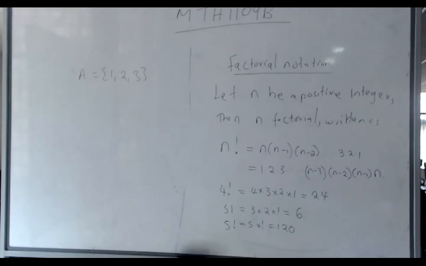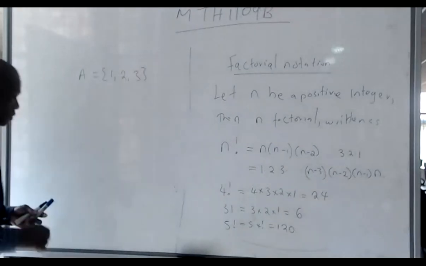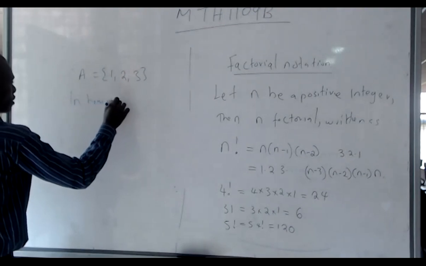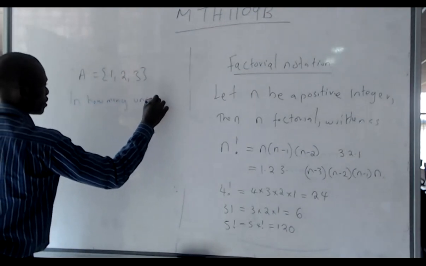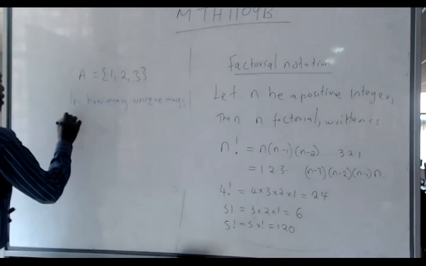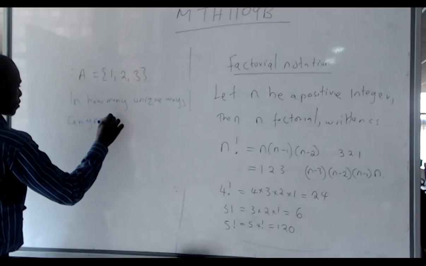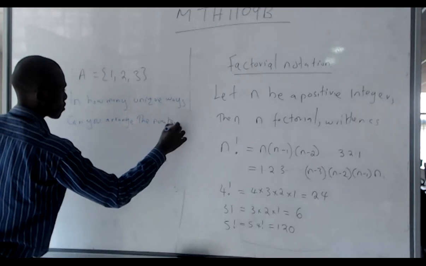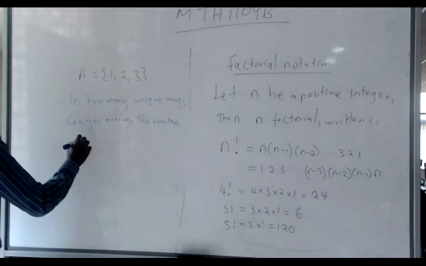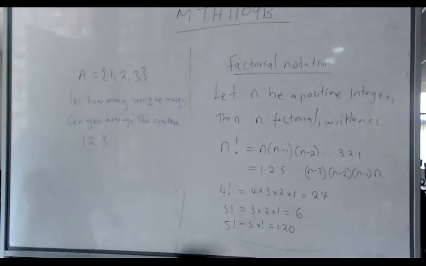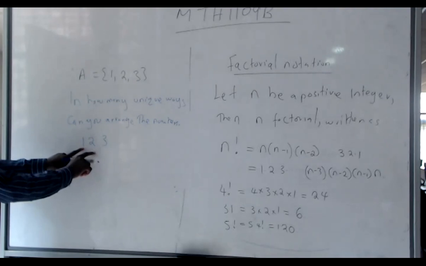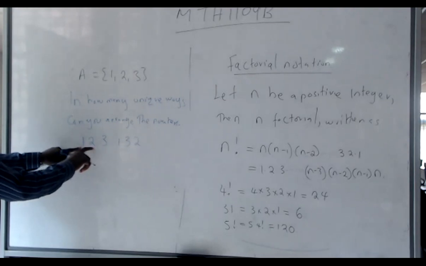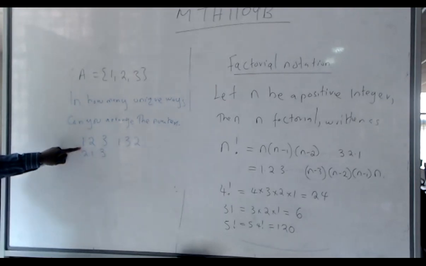So suppose you have this set of the elements 1, 2, 3. Then you ask, in how many unique ways can you arrange the numbers? So I could write firstly as 1, 2, 3. Or I could fix 1 and switch 2 and 3 and have 1, 3, 2. I could change the position of 2 and 1 and have 2, 1, 3.